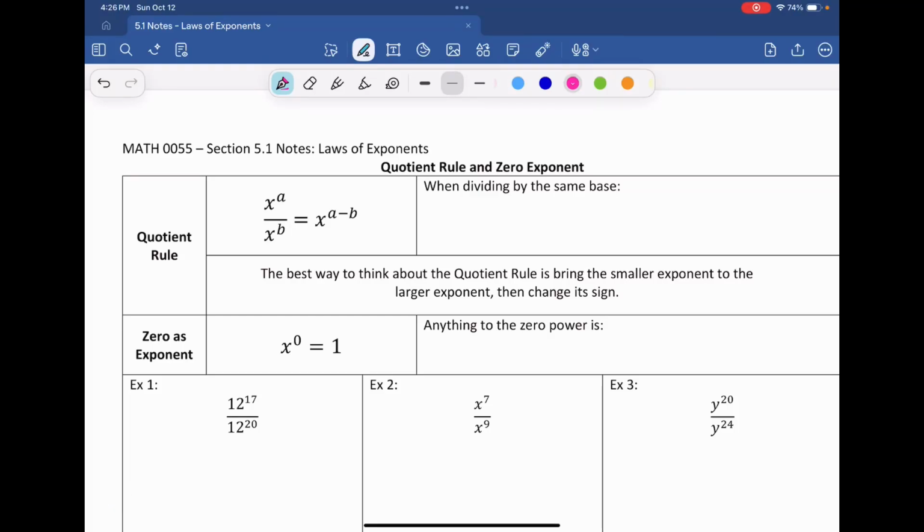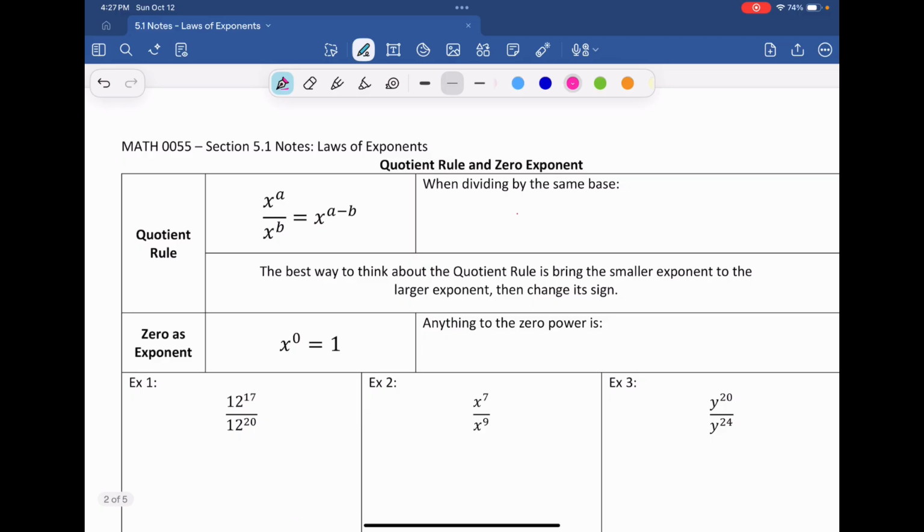The next law of exponents is the quotient rule. So when dividing by the same base, you subtract your exponents.